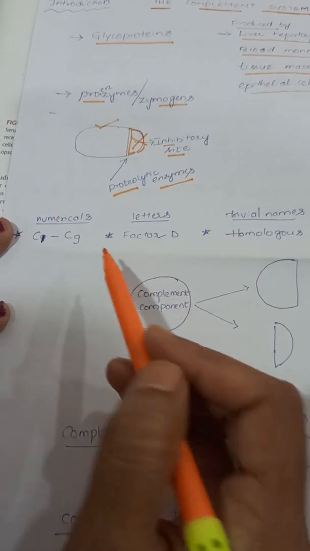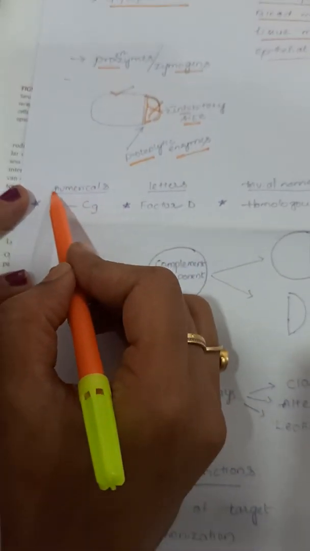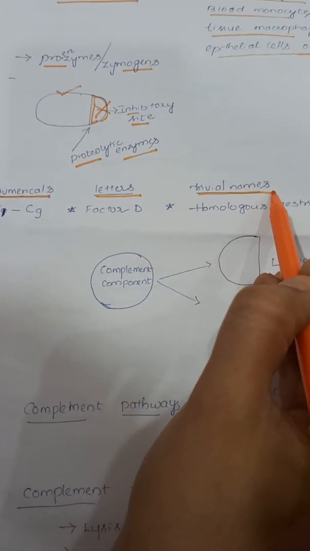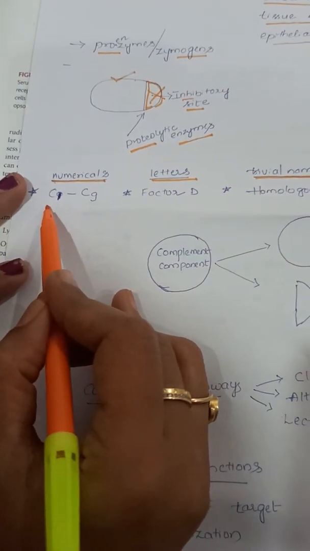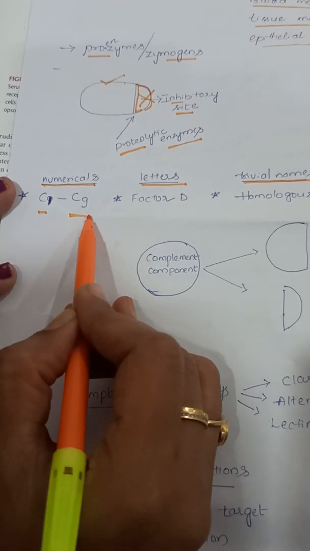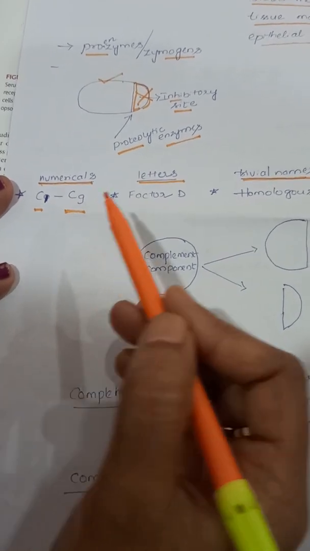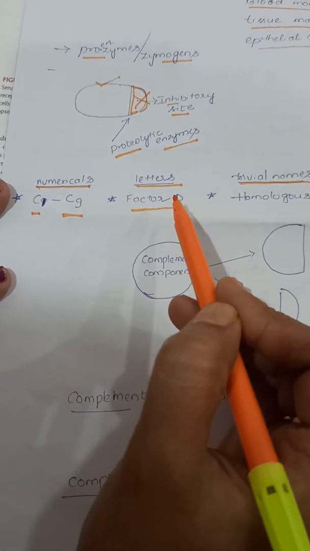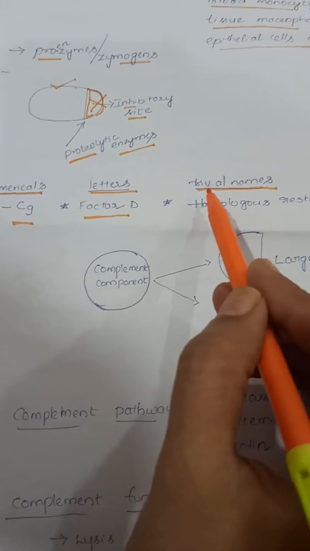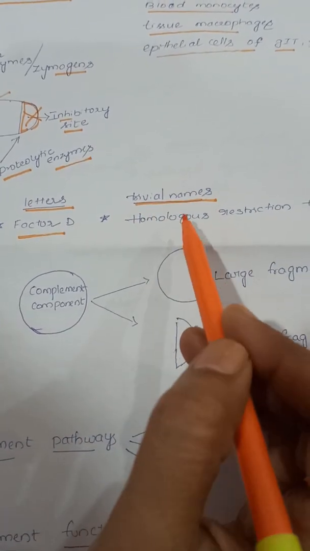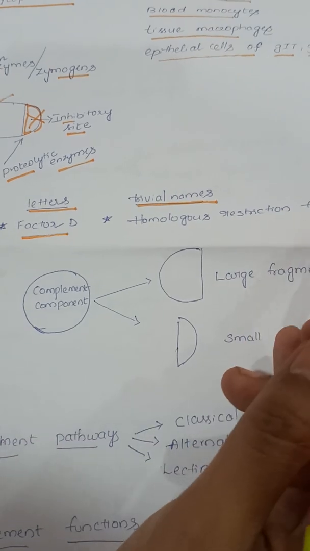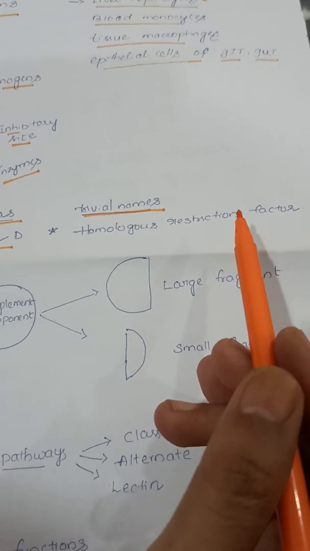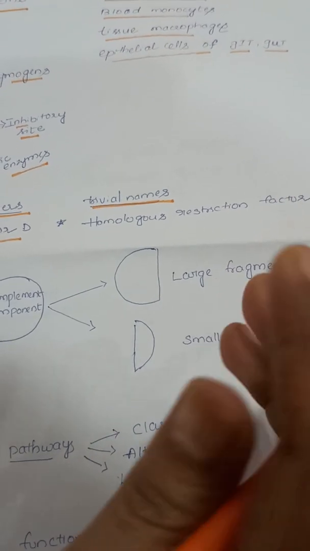These complement components are generally designated by numericals, by letters, or by trivial names. Numericals, like we have complement components from C1 to C9, a series of complement components. An example of letter designations is factor D and factor B. They are also named by trivial names, like homologous restriction factor. These are just examples to tell you how these complement components are designated.